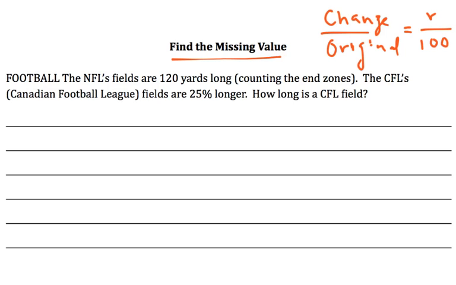or what's original. So the NFL fields are 120 yards long. So that's the NFL. That's with the end zone, so if you're like, well, 100 yards is a touchdown, that's the end zone, so keep in mind that that's added there. The CFL, Canadian football fields, are 25% longer. How long is a CFL field? Well, this would be the new, wouldn't it? So the CFL is the new one, and we don't really know how much to add on to the NFL, so that's going to be the mystery where I put that check.